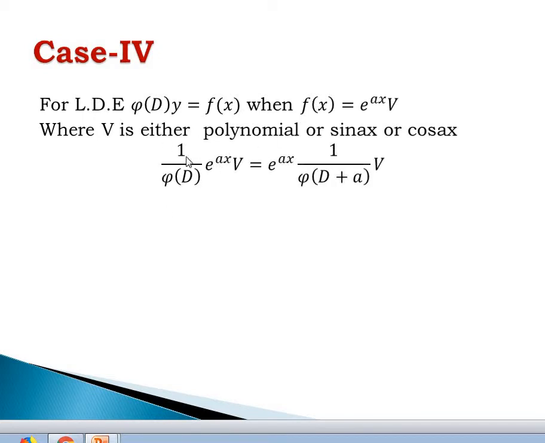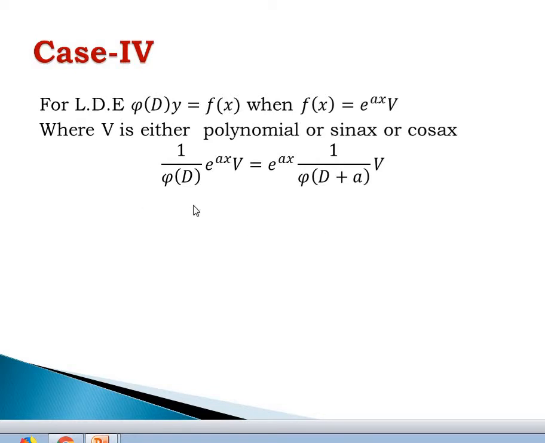So yp is equal to 1 upon phi of D e raised to ax into v, that is equal to e raised to ax into 1 upon phi of D plus a into v. That D we can replace by D plus a. Here a is the coefficient of x. So this is the yp by using case 4.